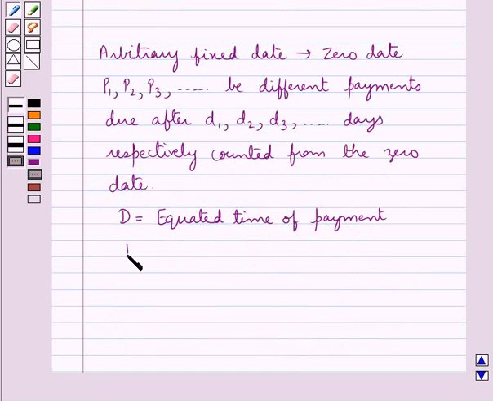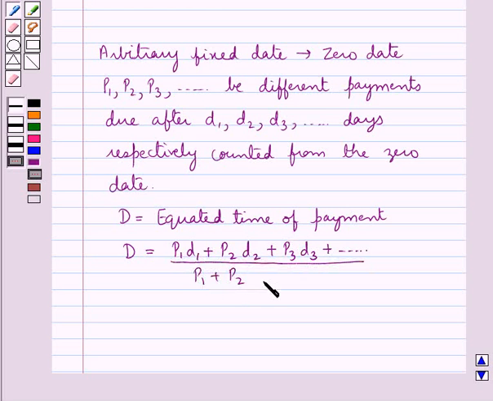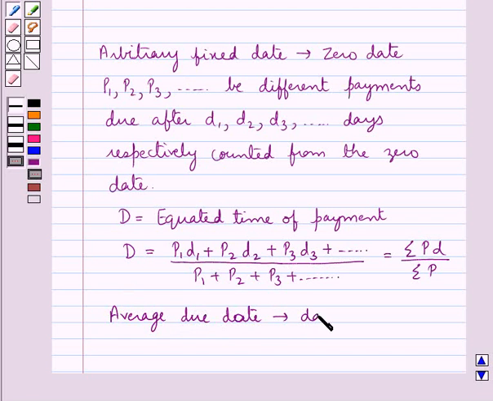So we have the equated time of payment, that is capital D, equal to P1 D1 plus P2 D2 plus P3 D3 plus and so on, and this whole upon P1 plus P2 plus P3 plus and so on. That is equal to summation PD upon summation P. And the average due date is the date which falls after the zero date.